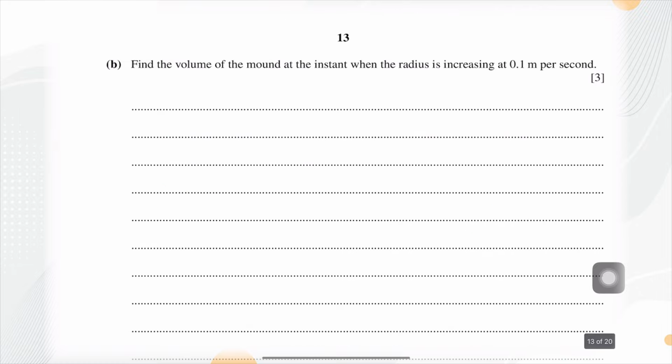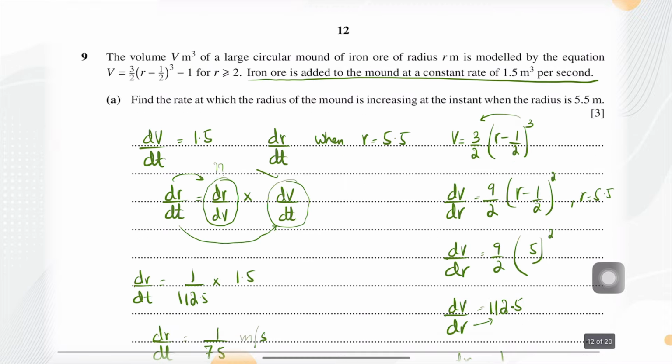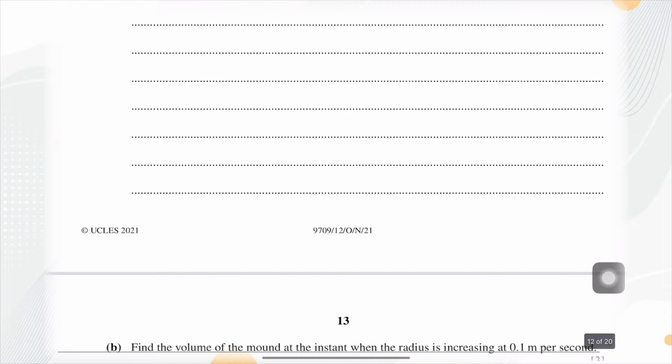Part B. Find the volume at the instant when the radius is increasing at 0.1 meter per second. Now we're given the rate of change of radius, which is dr upon dt, and that's 0.1. We need to find out the actual volume, not the difference in volume. So volume, as we know, is equal to 3 upon 2 into (r minus 1 upon 2) cubed.